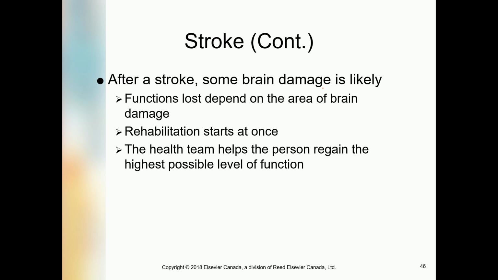After the stroke, some brain damage is likely to occur. After the stroke, there is definitely brain damage. That's why brain damage is likely. Function is lost. The loss of function depends on the area of the brain damage. So if the area of damage is bigger, the more function is lost. Rehabilitation starts at once. People have paralysis in that condition sometimes. Not sometimes, most of the time people are paralyzed after the stroke, and the rehabilitation makes them normal.